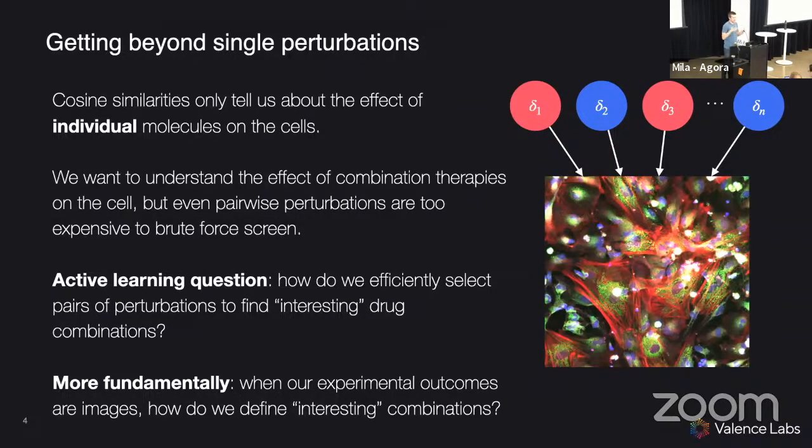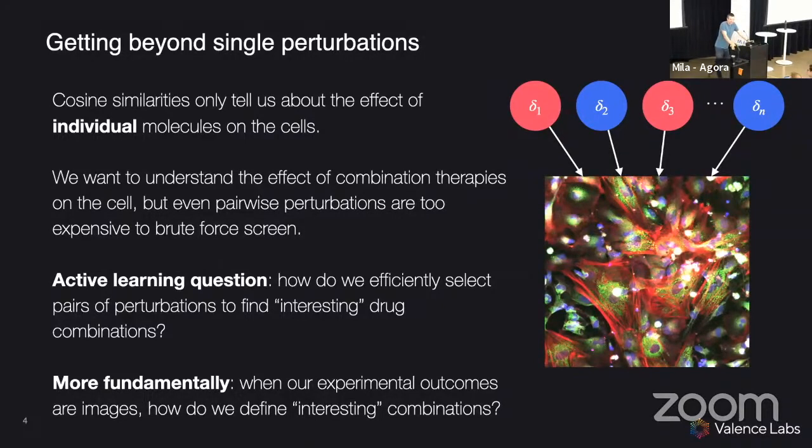If you wanted to knock out all pairs of genes on the human genome, that would be on the order of 200 million experiments, and that's to say nothing about libraries of molecules where you might want to do pairwise molecules, and that's just way bigger than any experimental lab can do.